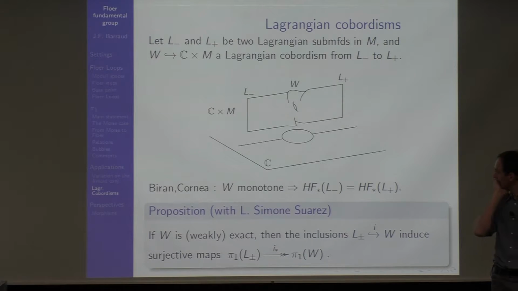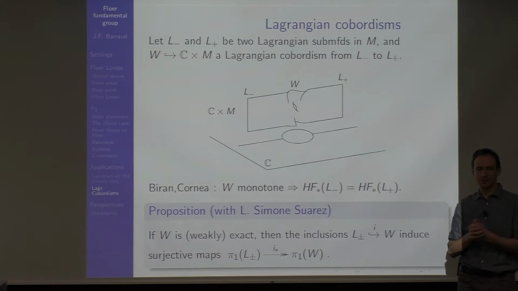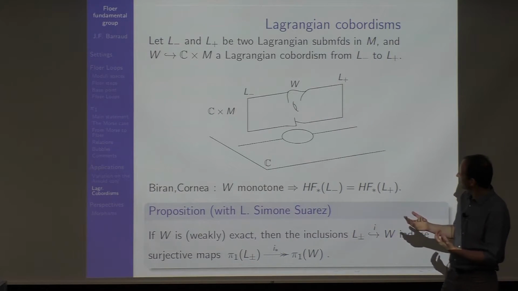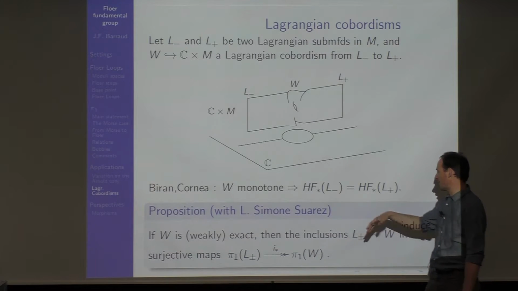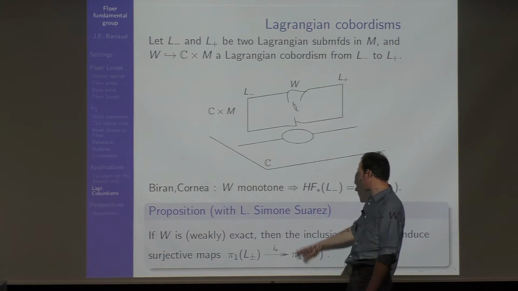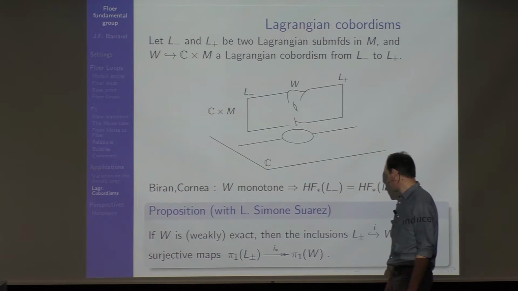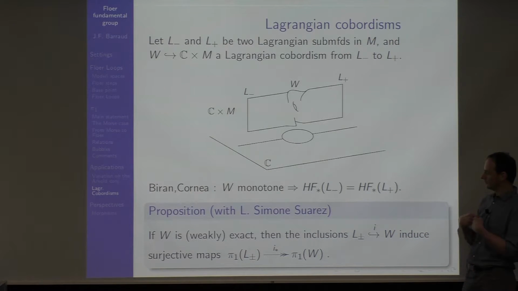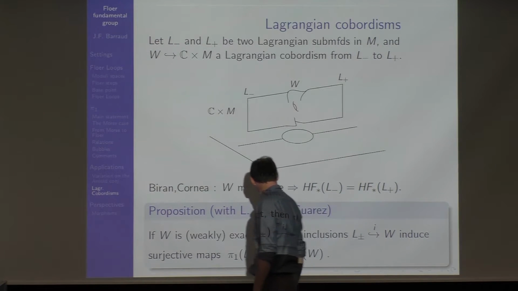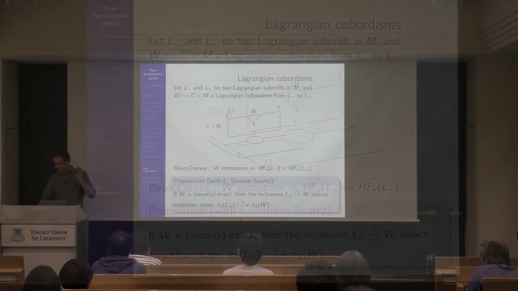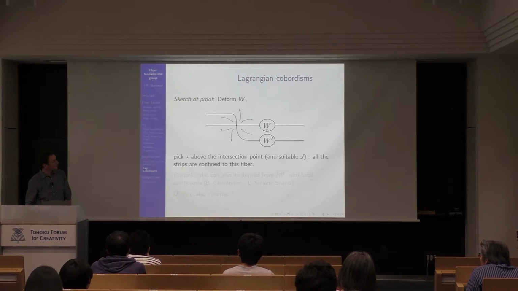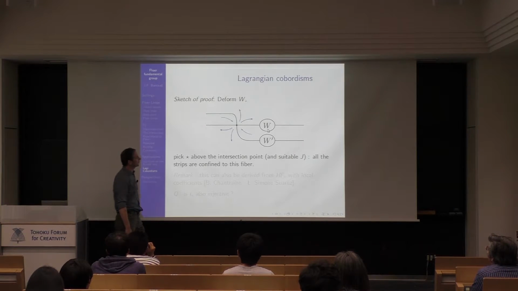And the proof is rather geometric. And you can ask what happens about the fundamental groups. And this is a joint work with Lara Simon-Suarez: in the weakly exact situation, the inclusions induce surjective maps at the level of the fundamental group. And the proof is very similar to the proof for the Floer homology.